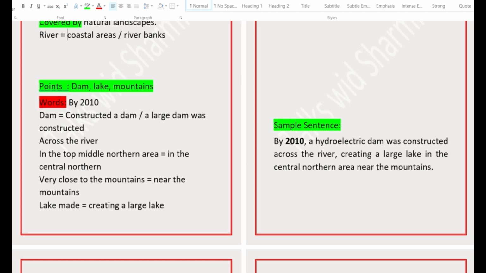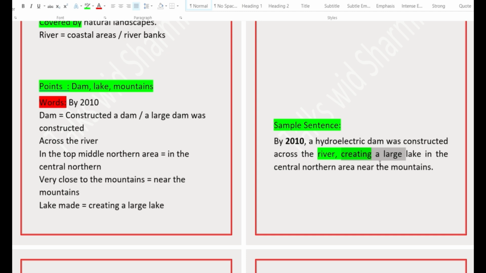So here is our sample answer now. By 2010, again a reminder, there is no by the year. So it is directly by 2010, comma, a hydroelectric dam. Don't forget the article before the noun and an adjective. Was constructed across the river, comma, creating a large lake in the central northern area near the mountains. And this particular type of sentence is the gerund form of sentence. Instead of just saying the word lake, you have used the adjective and an article, which is a large lake.